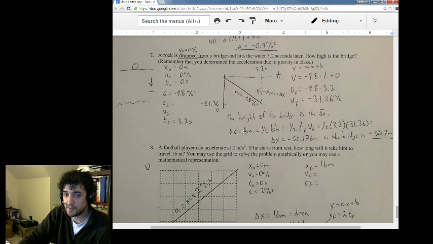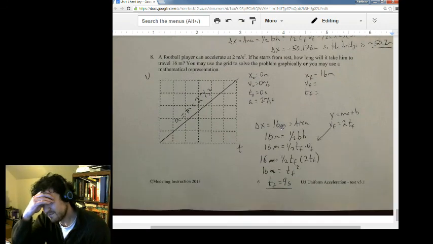Well, we know that the displacement is the area. Triangle, 1/2 base times height. The base is the time, the height is velocity at that time. We know both of those things. Time is 3.2, the velocity is 31.36. You multiply those, you get negative 50.176 meters. But we want to know the height of the bridge. No bridge has a negative height. So we change that over to a positive value. The displacement was down, which we've called negative, but the height of the bridge is positive, 50.2 meters.